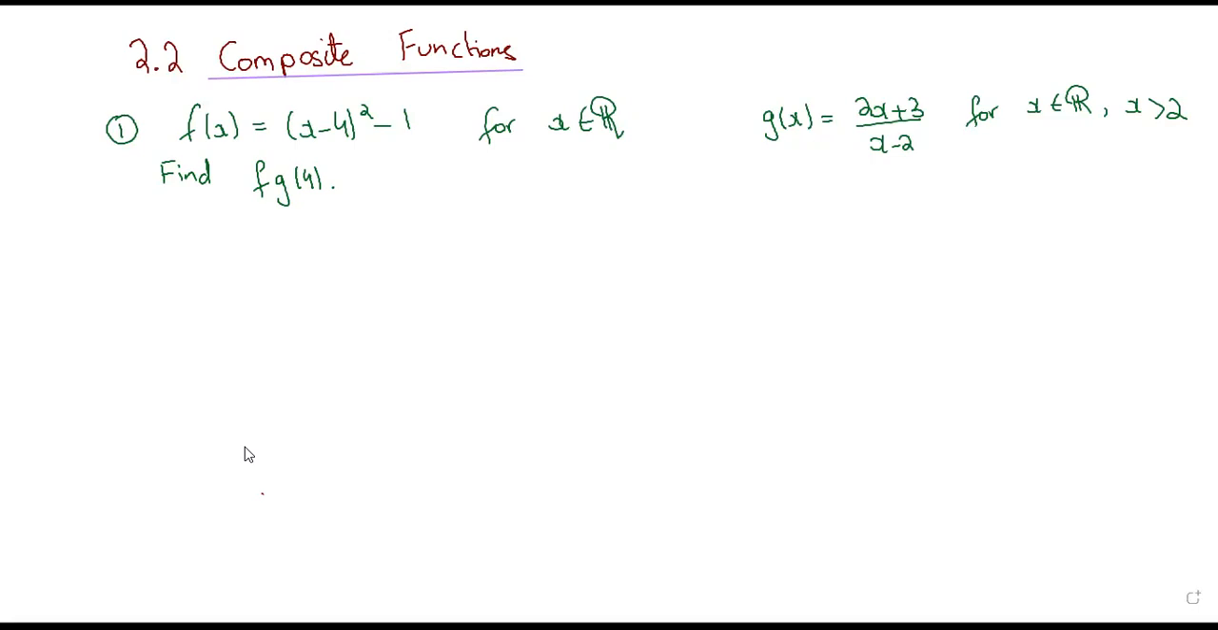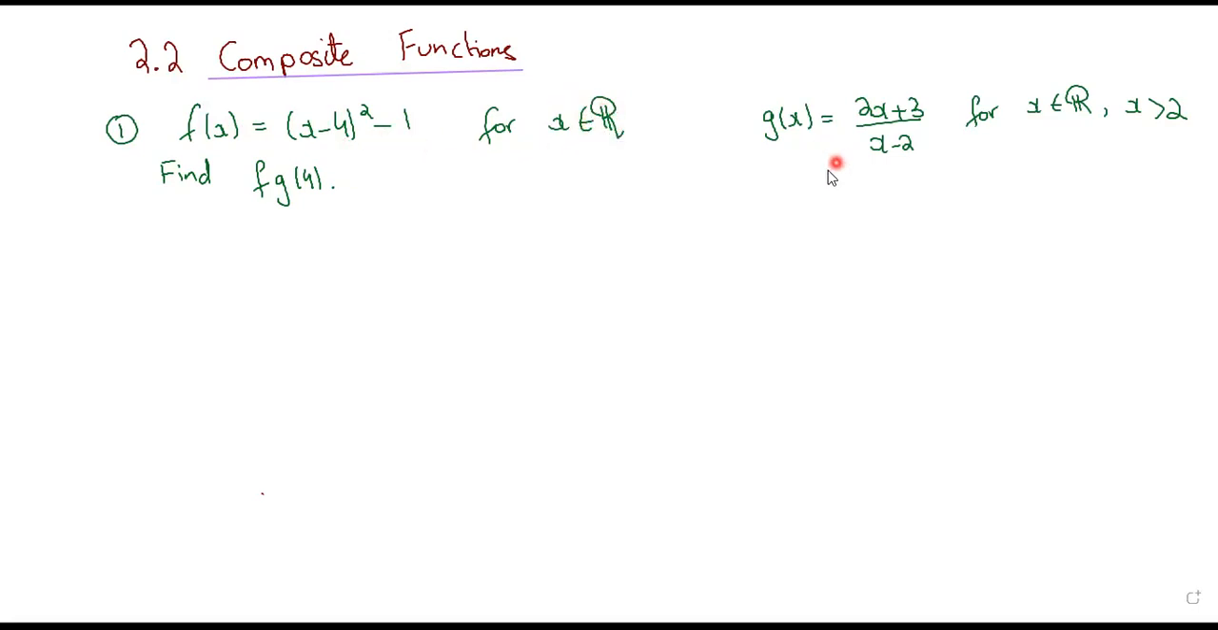We have two functions. It's f of x, and f of x is defined as (x minus 4) whole squared minus 1 for x belonging to real numbers. This is basically the domain of f of x. Okay, this domain means every number on the x-axis or every number in maths. Real numbers basically include all the positive numbers, all the negative numbers, and 0. So the domain of this function is basically the entire set of real numbers.